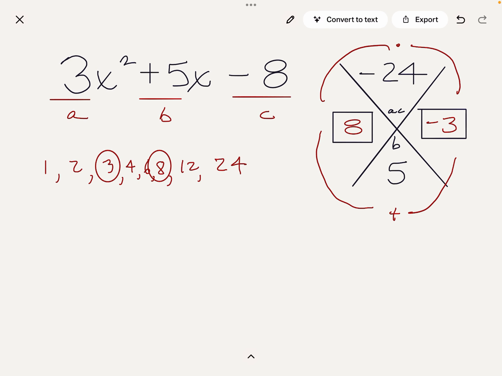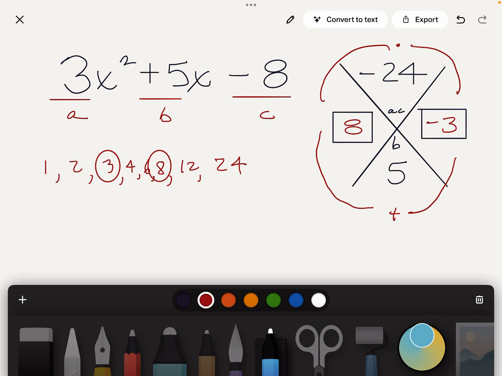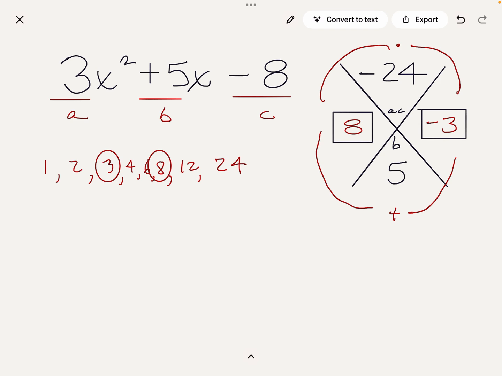So 8 will be the positive number and 3 will be negative. So when you start with 8 and subtract 3, you'll get positive 5. Or as I like to say, when you combine 8 and negative 3, you get 5. So then what do you do with that? Well, you rewrite the expression to look like this.